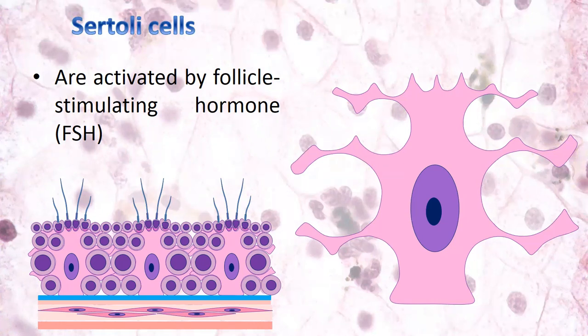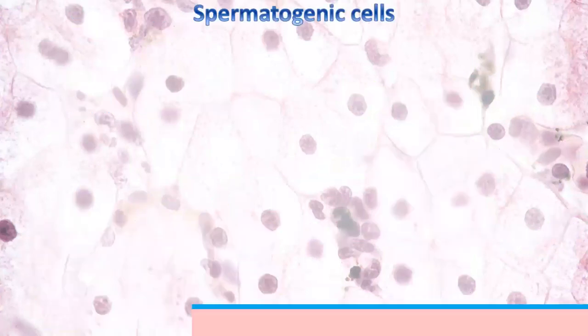So LH and Leydig cells, it's easy to remember, L and L. Luteinizing hormone has target cells Leydig cells, and FSH activates Sertoli cells, which are sensitive to this hormone. Under the influence of this hormone they produce androgen binding protein, which helps to make spermatogenic cells sensitive to testosterone.